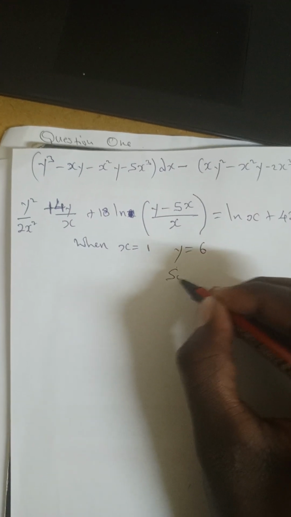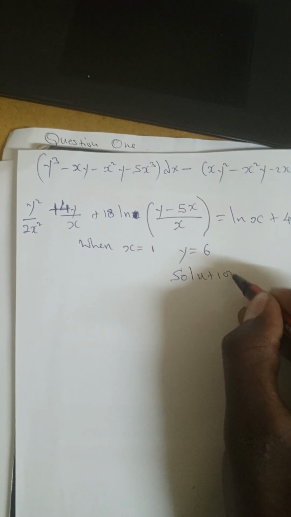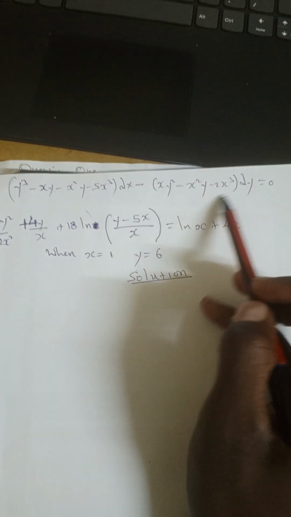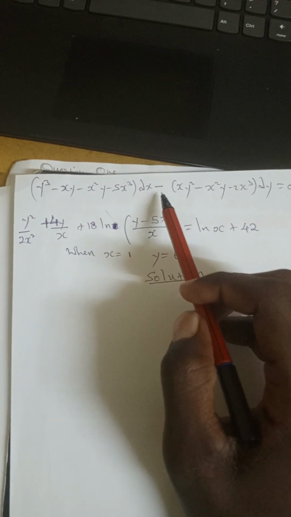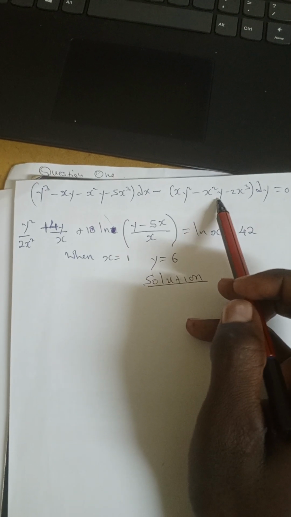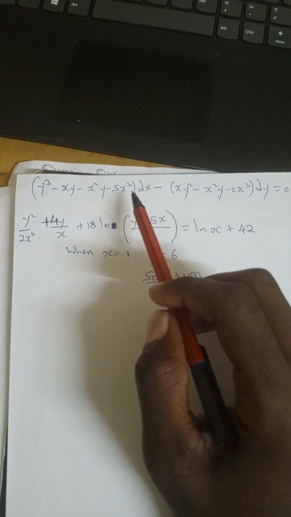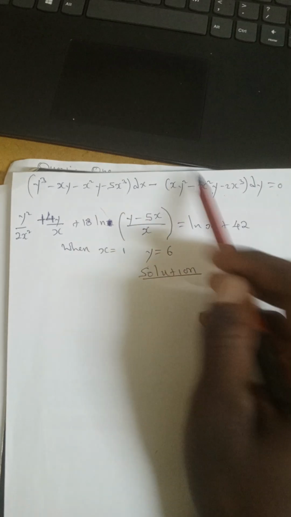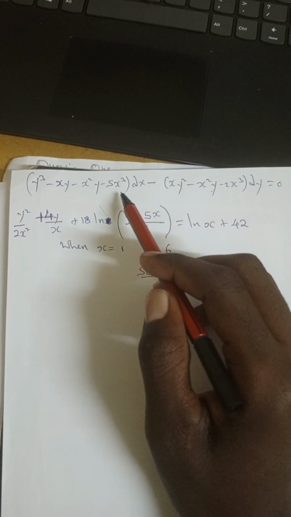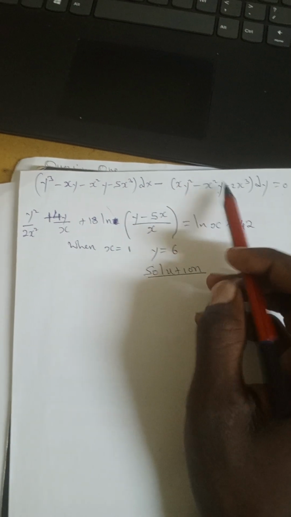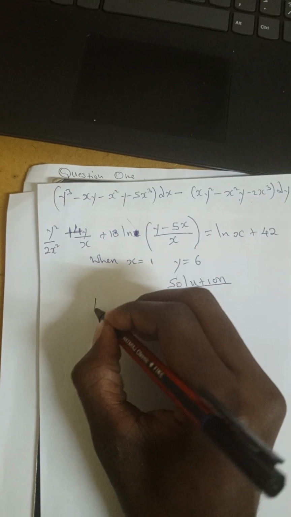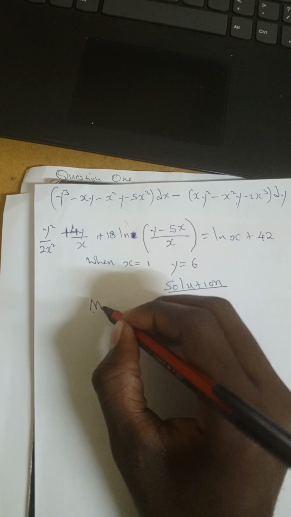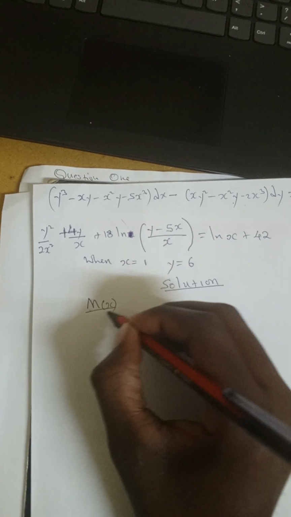Our solution. The first thing we need to do when we see an ordinary differential equation in this form is to check whether it's exact or not exact. If it's exact, then we will solve it using the exact procedure of our differential equation. If not, then we'll need to find an integrating factor. So, for us to check if the ordinary differential equation is exact, this is what we need to do.